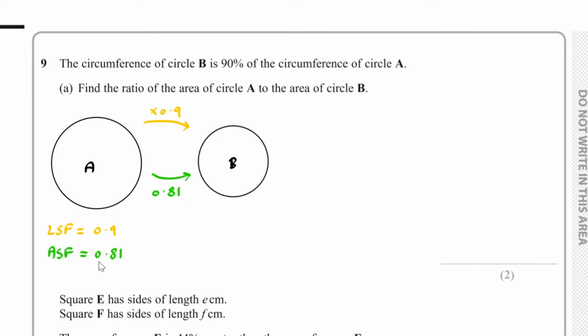And therefore the ratio of A to B will be 100 to 81. Okay?